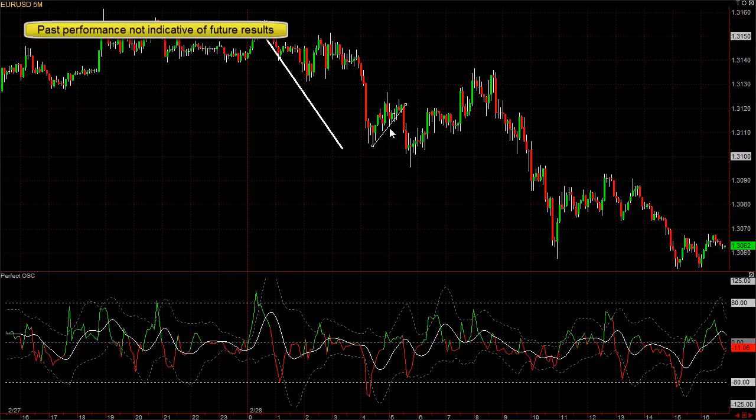And typically we have two methods of getting into trades. We find a trend and then we wait for a counter trend move, and then we get short on that counter trend move. Well, guess what?